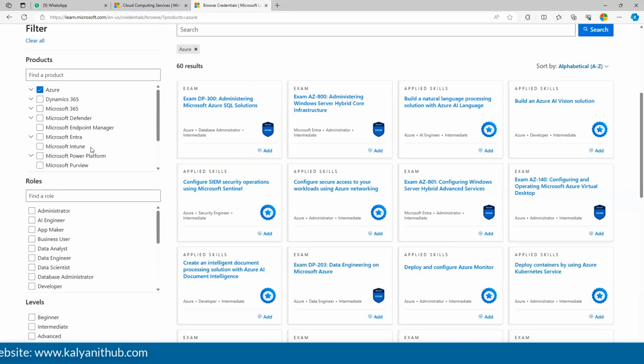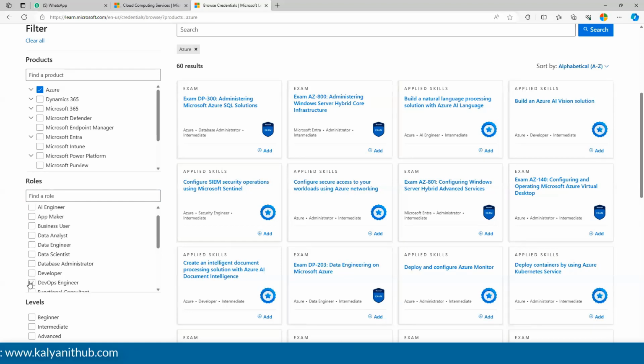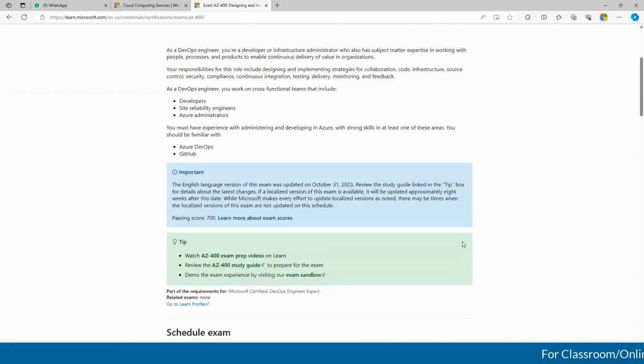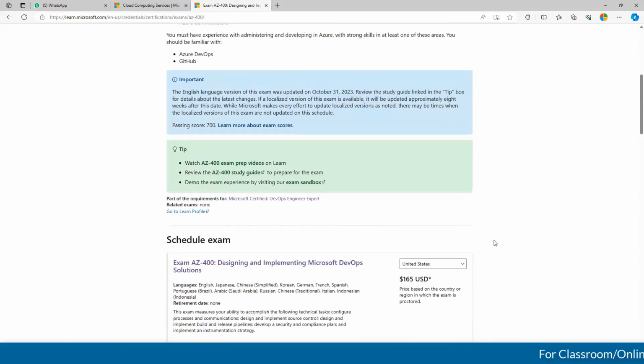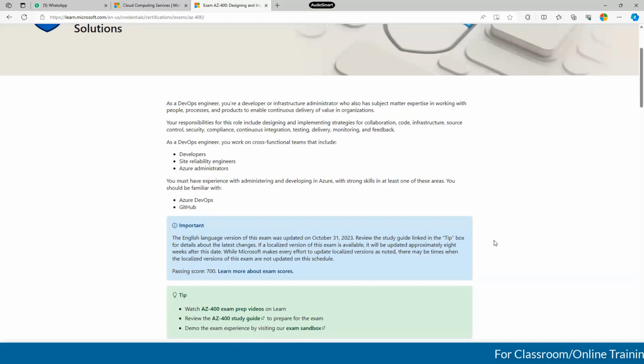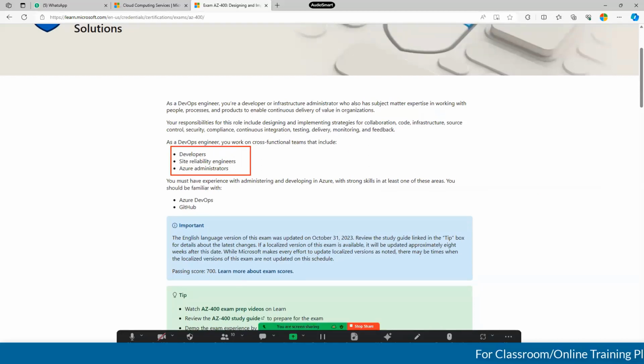Now go to DevOps engineer. See, this is AZ-400. Clear? Next. So this is Azure DevOps, Microsoft DevOps Solution Architect. Who can learn it? A developer, site reliability engineer, Azure administrator, anyone can learn. Azure DevOps is mandatory; this is a follow-up certification with administrator.